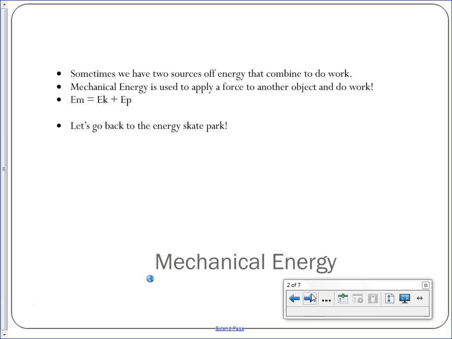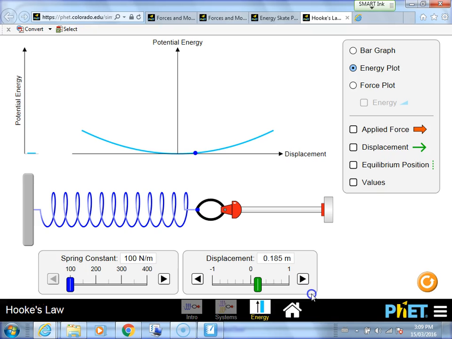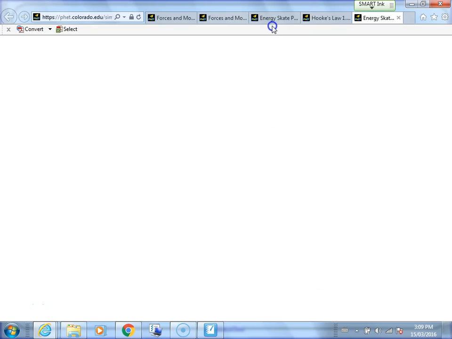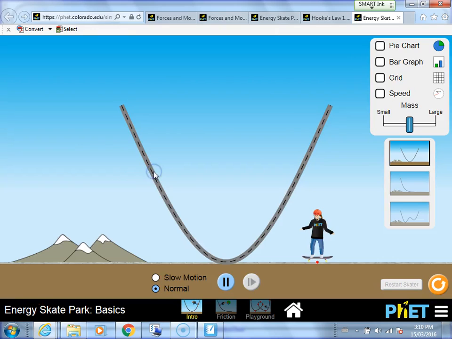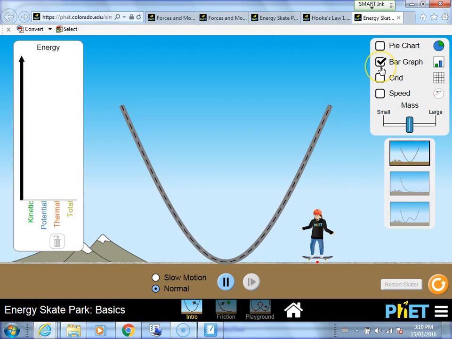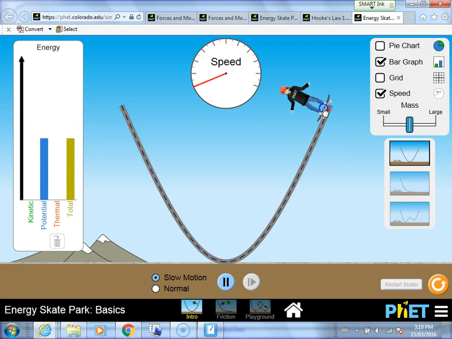To view this, I think it's best we head back to our little skate park. If we just go into the basic one like we looked at before, we'll do the bar graph again. Speed, why not? Let's go in slow motion so it's a little easier to understand. This time when we come up here, we have a total energy on the far right side of this bar graph. That is the total energy of our system.